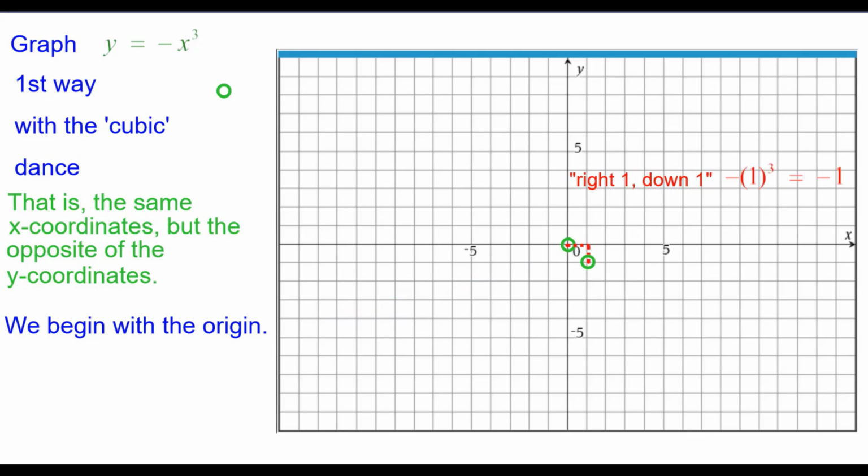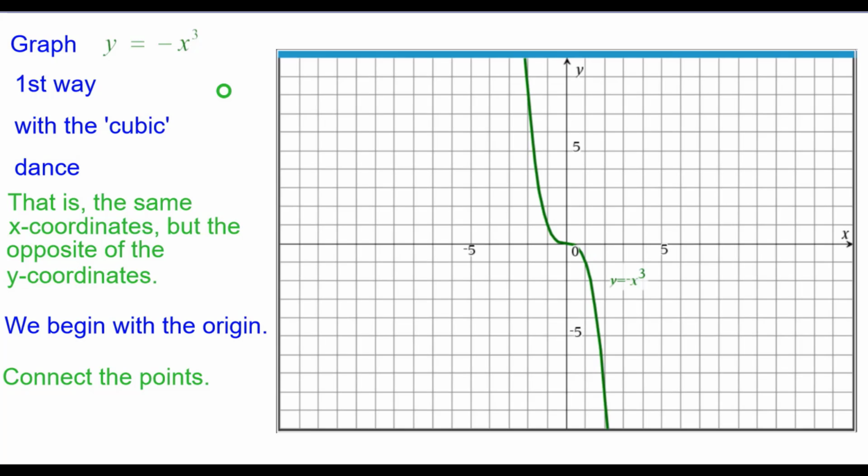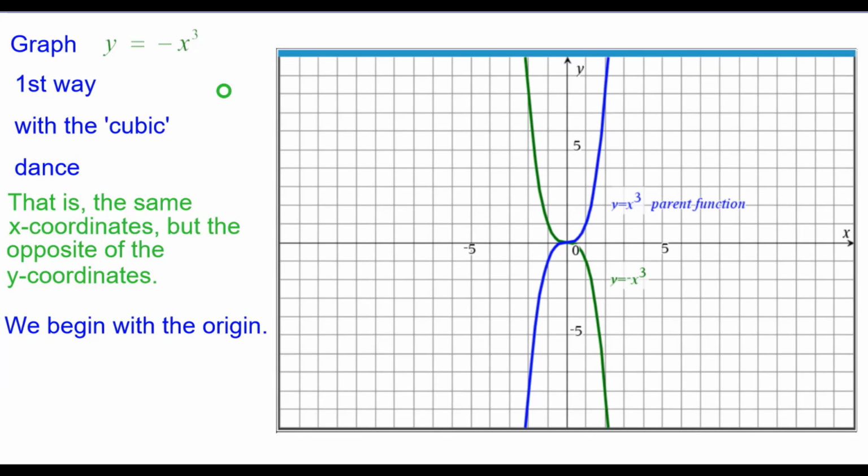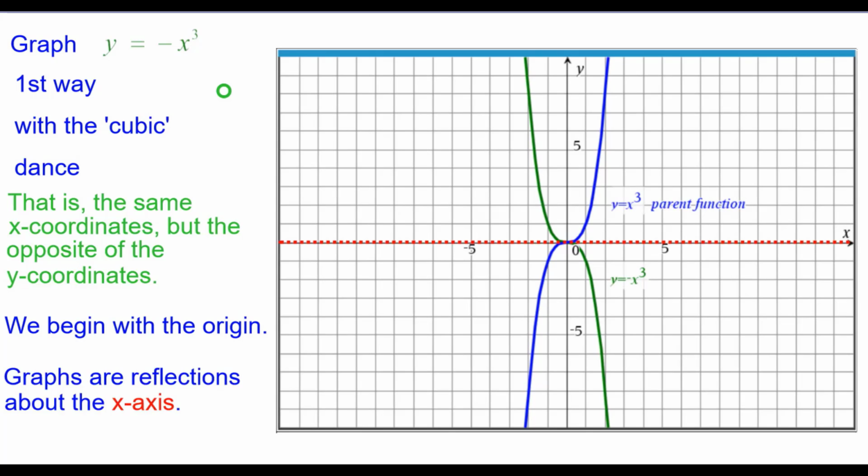Instead of right 1 up 1, it's going to be right 1 down 1 because the opposite of 1 cubed is negative 1. The opposite of 2 cubed is negative 8. Left 1 up 1, the opposite of the quantity negative 1 cubed is 1. And left 2 up 8. Connecting the points, we get y equals the opposite of x cubed. Comparing that to the parent function y equals x cubed, you can see that the graphs are reflections about the x-axis.